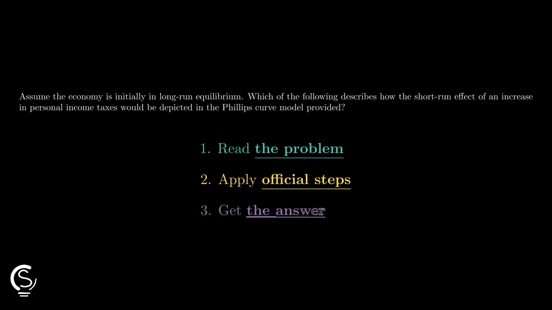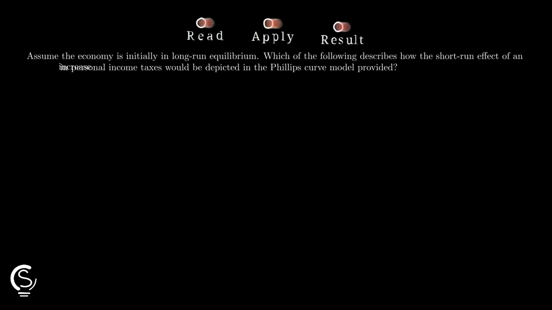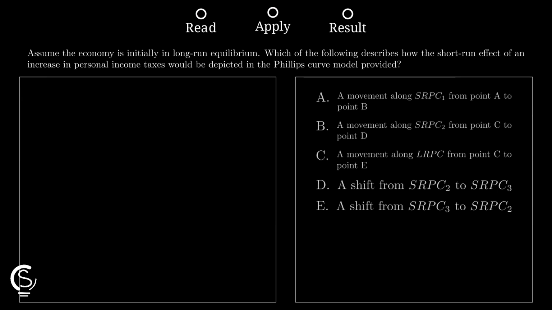Let's go! Personal income taxes are rising, and we need to find the short-run effect on the Phillips curve model quickly. Let's solve this economics puzzle together. When the government increases personal income taxes, households have less disposable income to spend. This causes a significant decrease in consumer spending, which directly shifts the aggregate demand curve leftward.